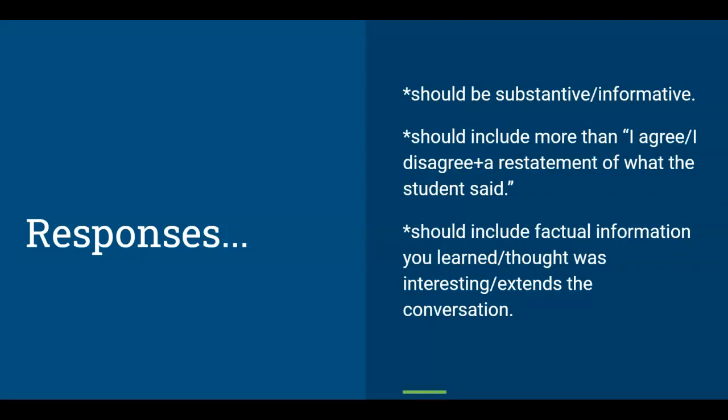Your responses should be substantive, meaning informative, and they should include more than I agree or I disagree, and then a restatement of what the student just said. That, just one sentence, I agree or disagree, and then repeating what the student said, is not substantive. It is not informative. It's your opinion, and that's fine. If you want to say I agree with, and then have a restatement of what the student said, perfectly fine. But then you need to add factual information that you learned, what you thought was interesting, anything that extends the conversation.